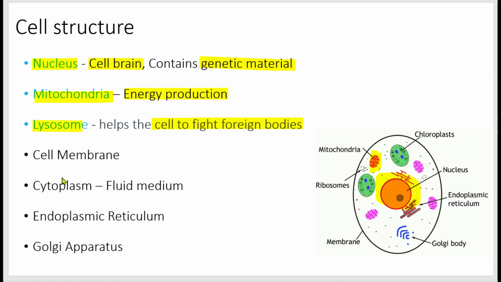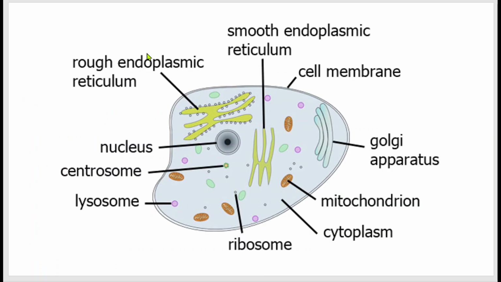Definitely we have a cell membrane, a cytoplasm, endoplasmic reticulum, and other parts in the cell that make each one of them have a different use. So this is like a lysosome. You don't really need to memorize any of this.